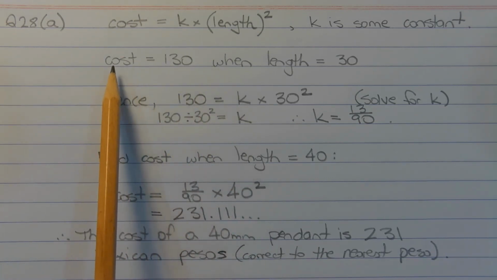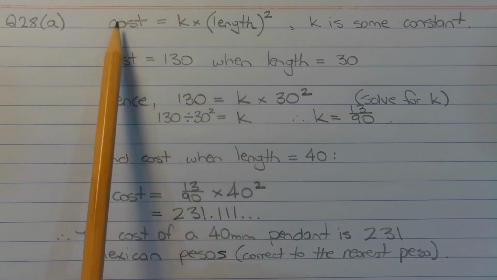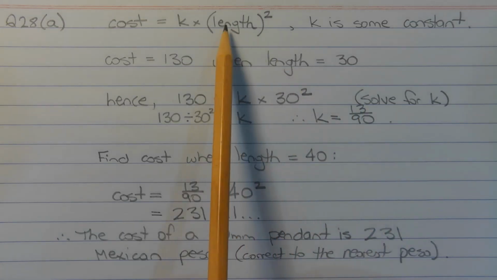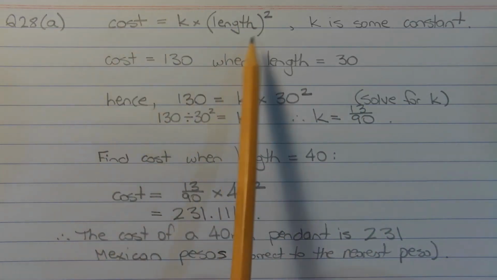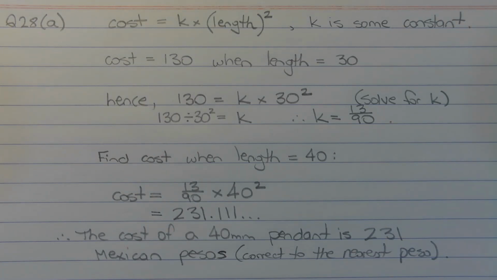So if we substitute cost equals 130 here, and length equals 30 here, and then rearrange this equation, we can solve for k. So substituting those values for cost and length, we get 130 equals k times 30 squared, but we need k to be the subject, so we need to divide both sides of this equation by 30 squared. We get 130 divided by 30 squared is equal to k, and evaluating the left-hand side, we get k is equal to 13 over 90.